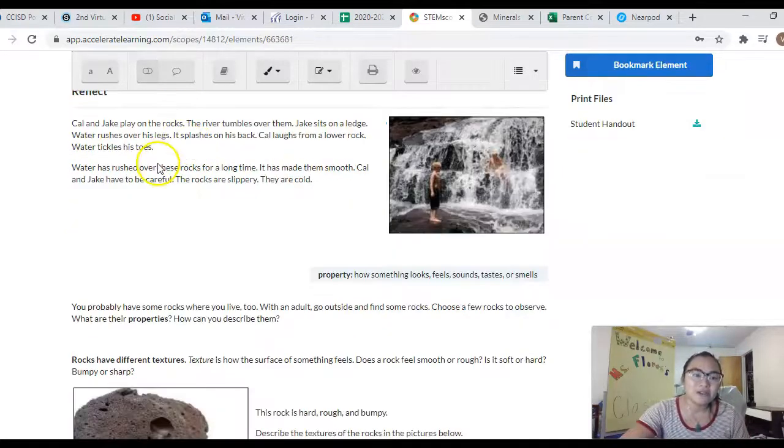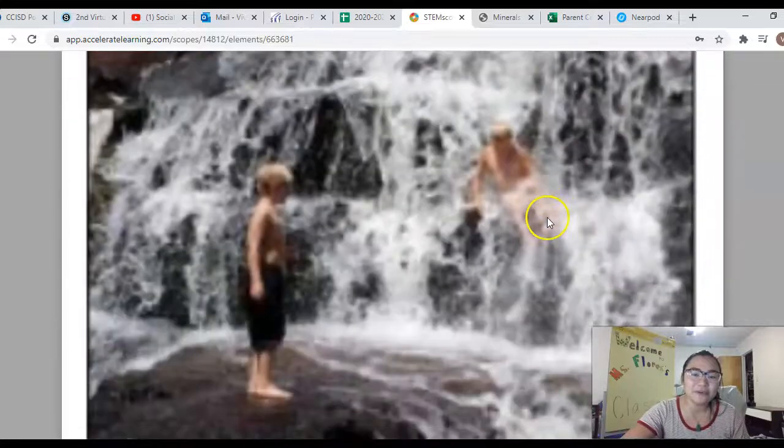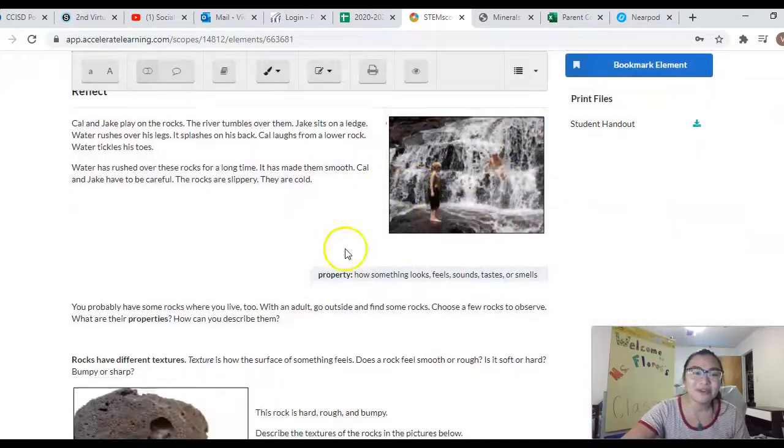So our article starts off with reflect, and it has a picture of two boys that are playing on what looks like giant rocks with water going through it. So let's go ahead and read. Cal and Jake play on the rocks. The river tumbles over them. Jake sits on a ledge. Water rushes over his leg. It splashes his back. Cal laughs from a lower rock. Water tickles his nose. Water has rushed over these rocks for a long time. It has made them smooth. Cal and Jake have to be careful. The rocks are slippery and cold.